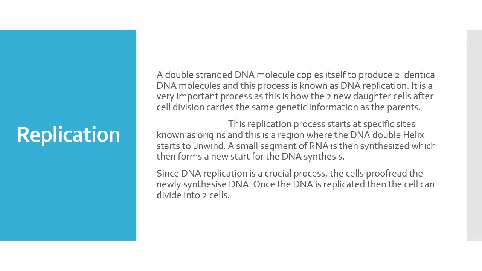The replication process of DNA starts at a specific site known as the origin of replication, and this is a region where the DNA double helix starts to unwind. A small segment of RNA known as a primer is synthesized and then forms a new start for the DNA synthesis. The cells have the ability to proofread the newly synthesized DNA. Once the DNA replication is done, the cells can then divide into two new cells.